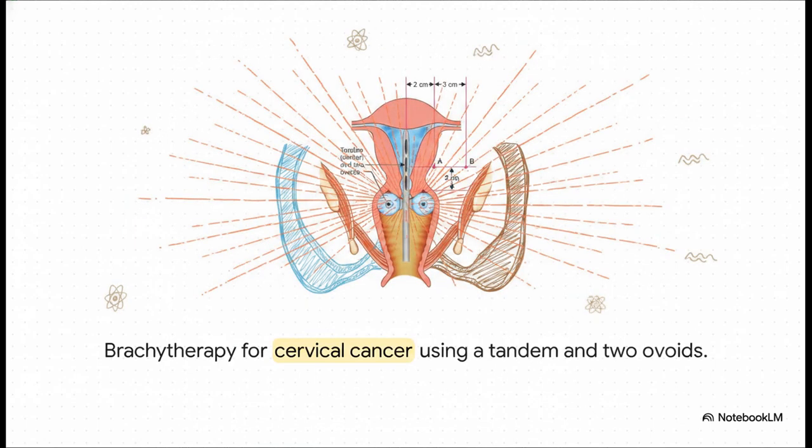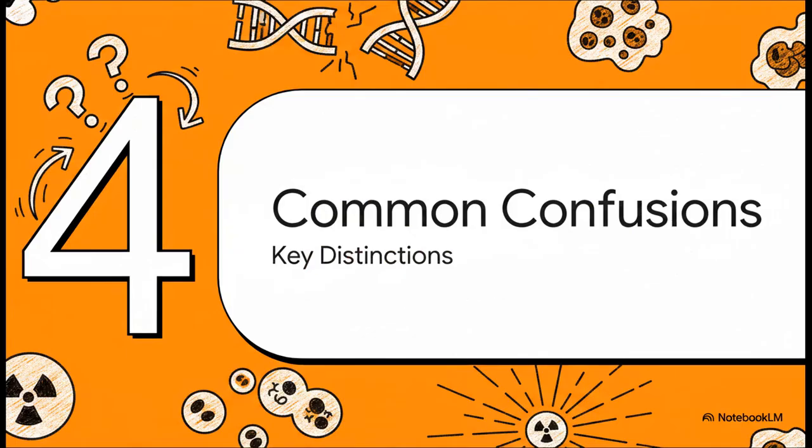And here's what it looks like in practice. This is a classic brachytherapy setup for cervical cancer. You can see a device called a tandem placed in the uterus and these ovoids in the vagina. The radioactive sources are then loaded into these applicators. You can really see how this setup lets us deliver a super high, super targeted dose right to the cervix, perfectly using that inverse square law we talked about to spare the bladder in front and the rectum behind. It's really quite clever.